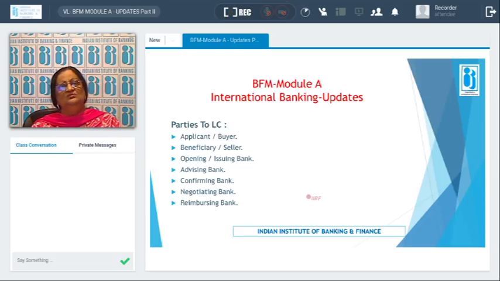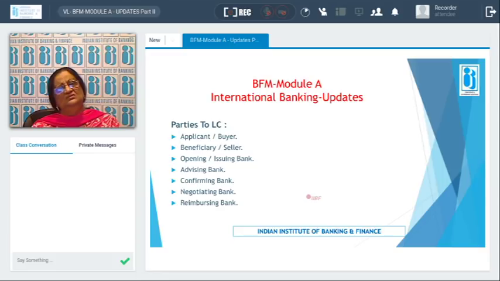Now, there is a contract between applicant and beneficiary about supply of some goods. And normally the LC is opened because the beneficiary wants some assurance that the payment of the goods which he is supplying to the importer will be made in time. And that is why the LC is opened. So applicant is the first party, beneficiary second party.